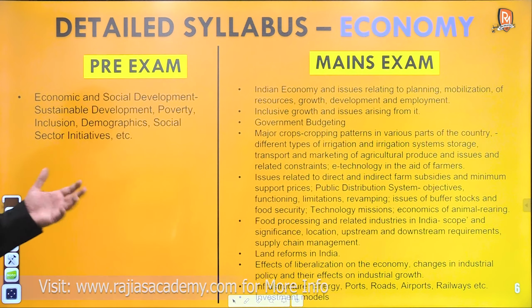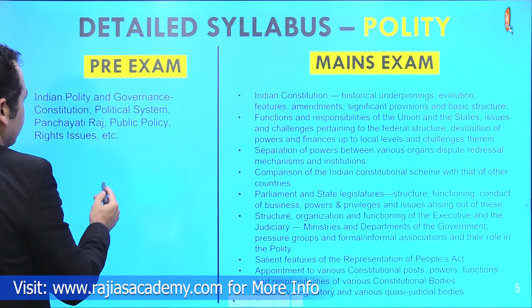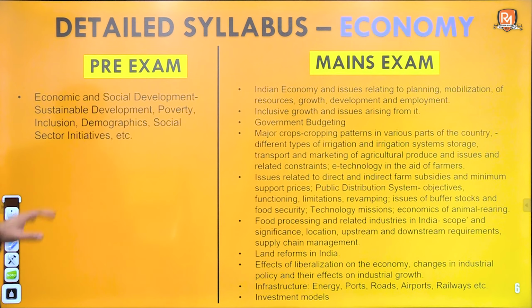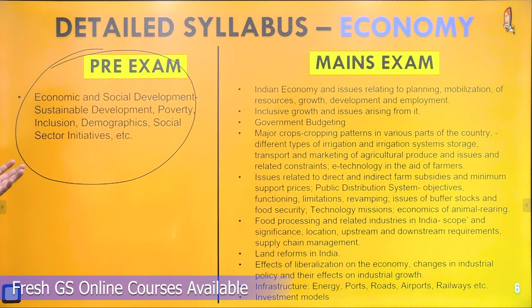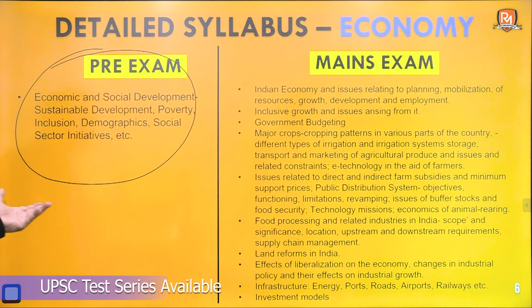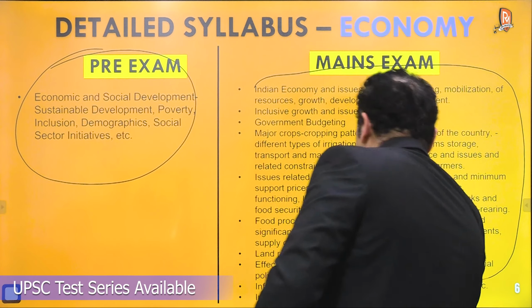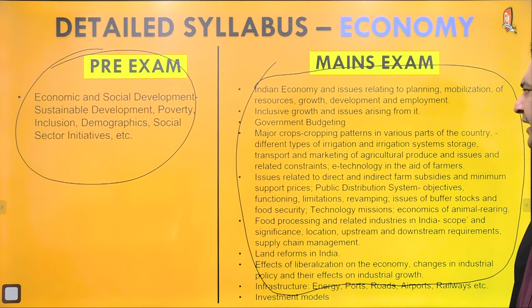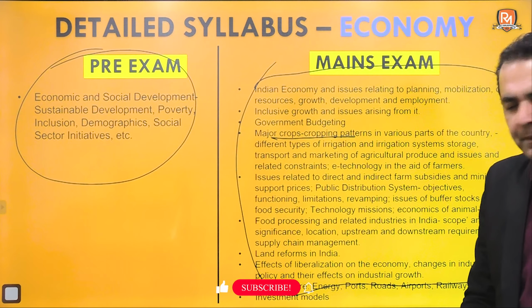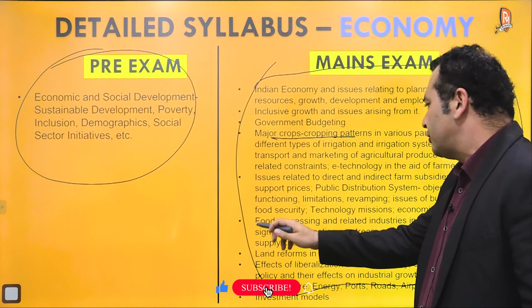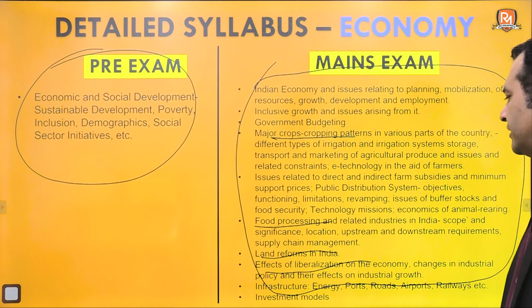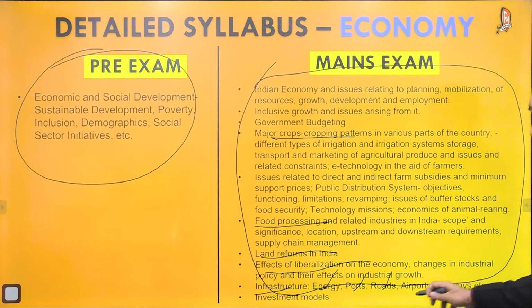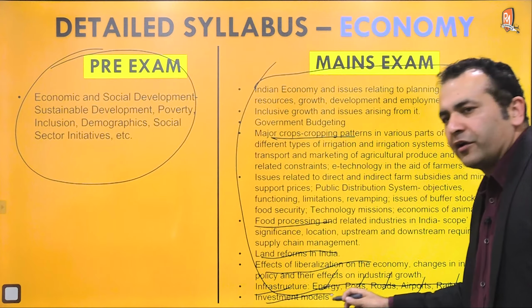Now look at this. This is your economy. If I look at the syllabus in my pre-exam, what have they mentioned here? Economic and social development, sustainable development, poverty inclusion, demographics, social sector initiative. That is it. Questions in pre come from this side, right? They may ask questions on cropping pattern in India. They may ask questions on topics like food processing, land reforms, effects of liberalization, infrastructure, energy, ports, roads, airports, railways, investment models. All these topics are covered in your pre-exam.